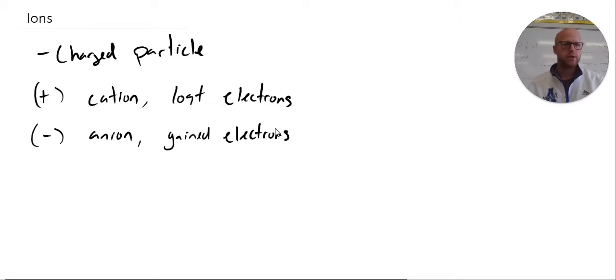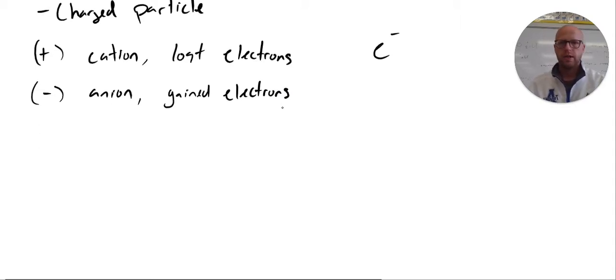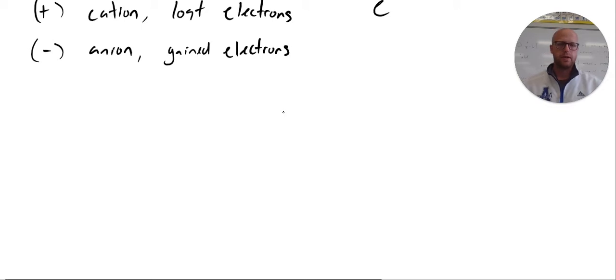Even though that seems counterintuitive, remember that electrons themselves have a negative charge on them. So if I lose electrons, I'm losing negative charges and becoming more positive. If I gain electrons, I'm gaining negative charges, becoming more negative. So where do these electrons come from? They're not just magical. You can't just create electrons.